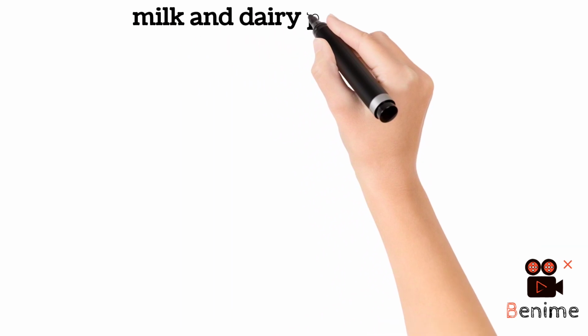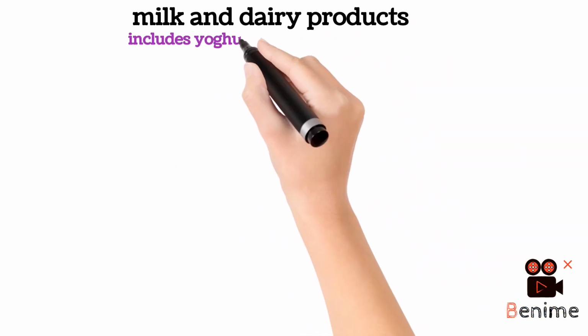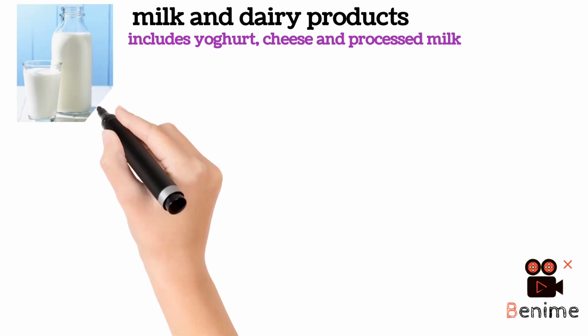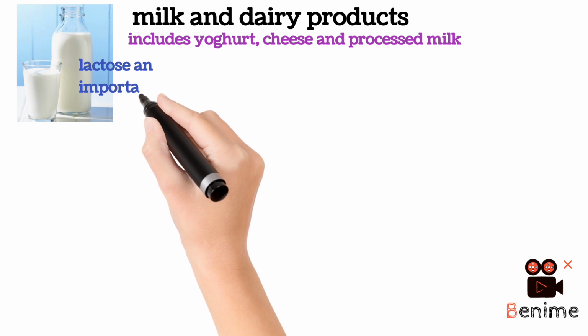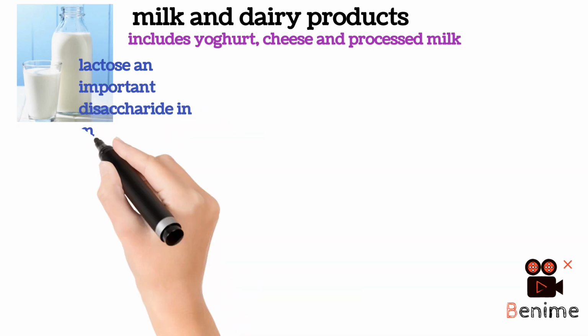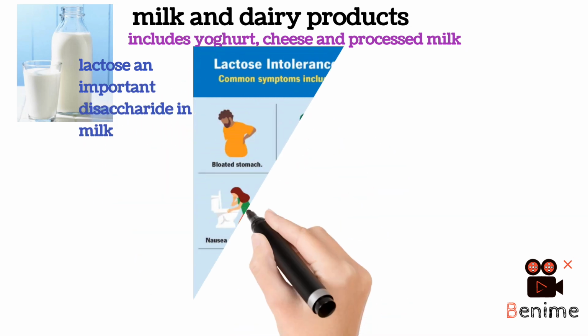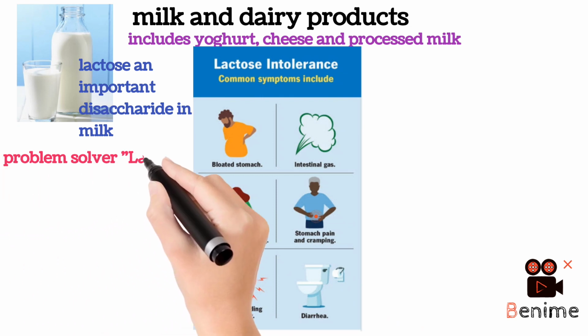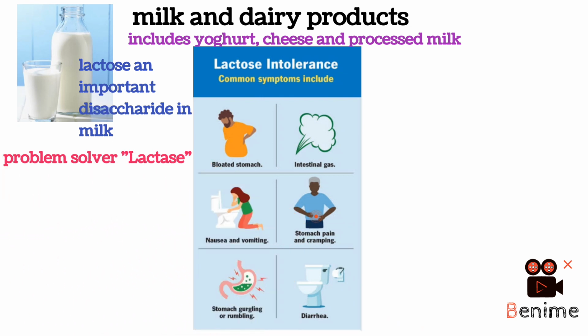In milk and dairy products, this includes yogurt, cheese, and processed milk. Lactose is an important sugar in milk. However, some individuals are lactose intolerant, having some stomach ache and disorder. To free with this problem or disorder, an enzyme called lactase is added, which will break down the lactose, making the milk lactose-free milk.